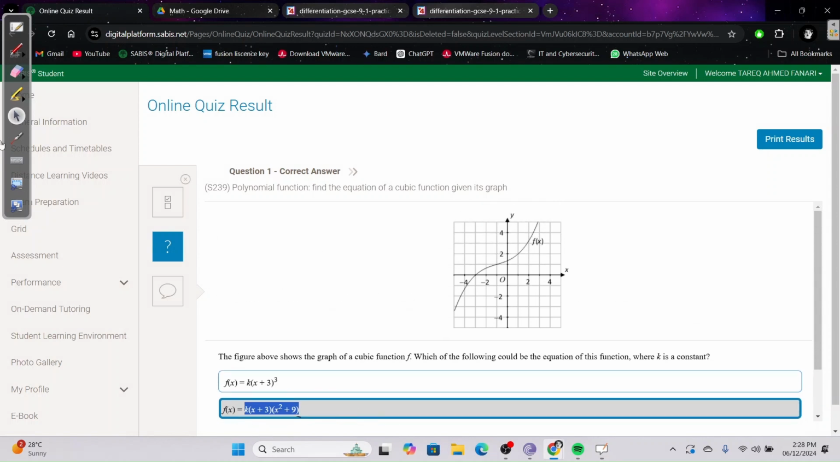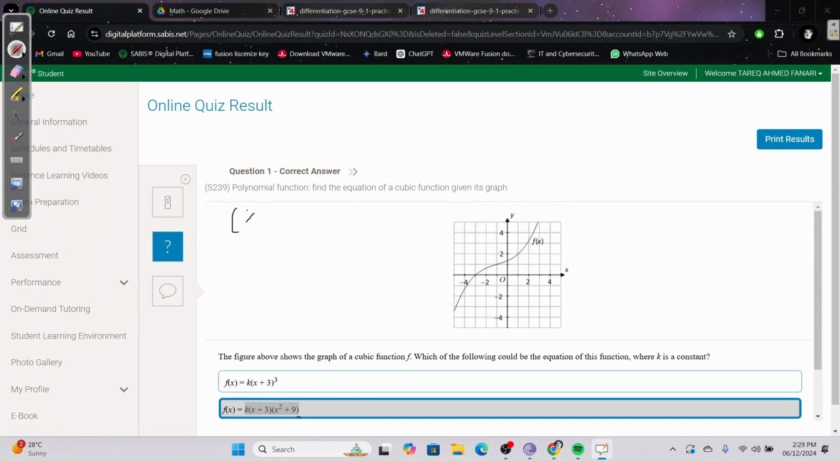X plus 3 into x squared plus 9. Let's try it out. X plus 3 into x squared plus 9. Okay, x plus 3. You take x plus 3 equals 0. X equals -3. Which so far is satisfying our condition because here again it passes through -3. Now we need to check for this one to see if it's a real root or not. Because if it's a real root, that means the graph has to pass through this number, which means it would have two roots, but we only have one root. So we need this to be an imaginary root.